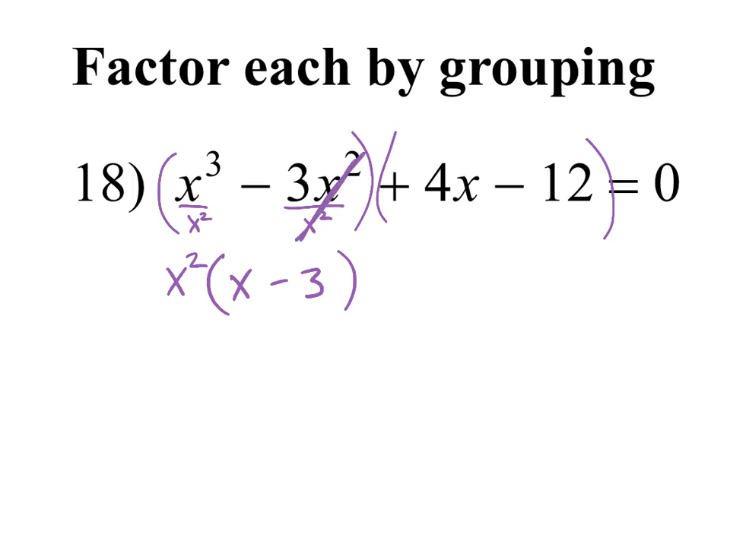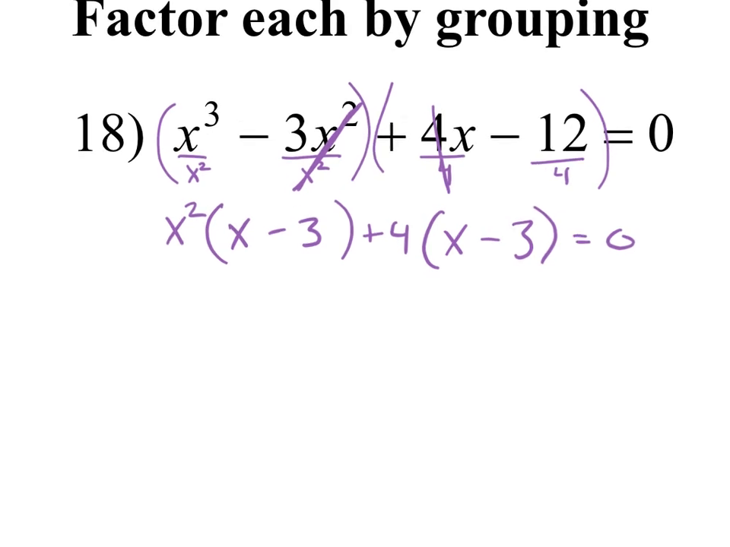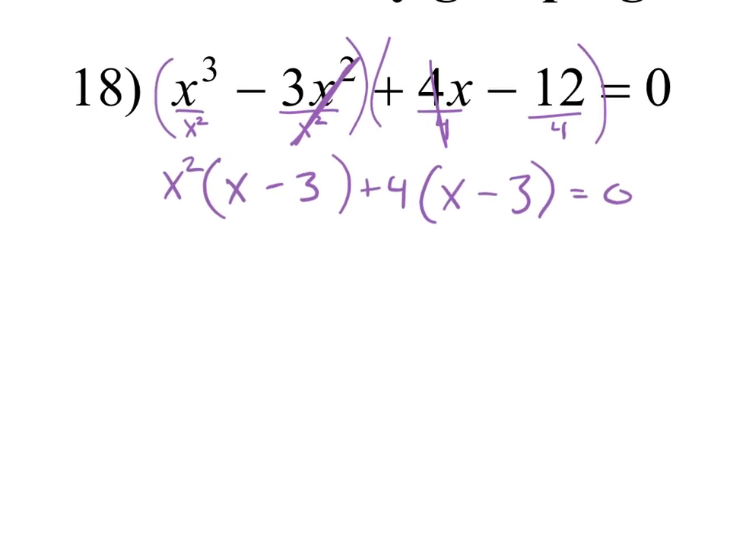What can we take out of our second group? 4. So we're dividing both of these by 4. So what are we left with? X minus 3. So then, what do we do next? Are the parentheses the same? Yeah. So we know we pulled out the right numbers because our parentheses are the same. What can we do next? You put x squared plus 4 in parentheses and then x minus 3. Awesome. X squared plus 4 and then x minus 3.